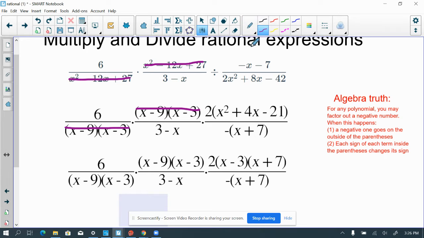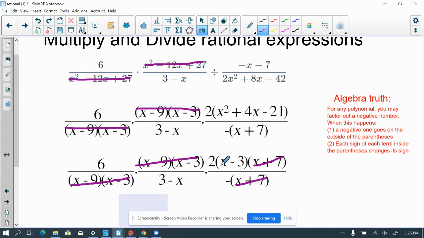Let's see, what else do I have? These two are gone because I divided those out. They equaled 1. But now I've got x plus 7 and x plus 7. They divide out to equal 1. And now you can see the benefit of me factoring out a negative 1 here, because I would be left with x plus 7 here, which divides out with this x plus 7. But don't forget about this negative 1 that you factored out. Do you see that you can do that again?